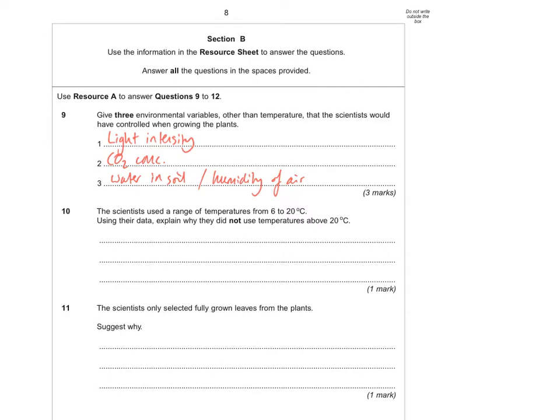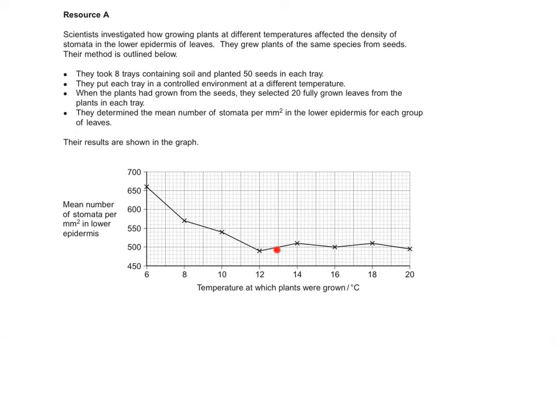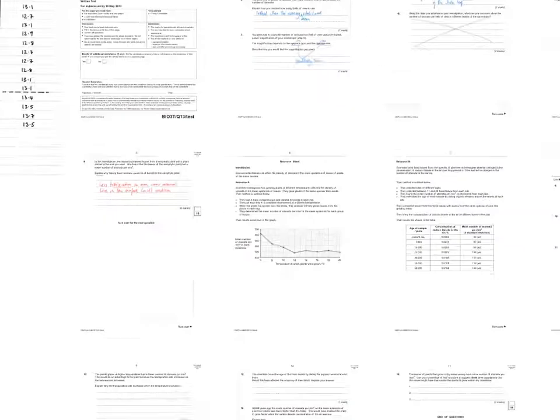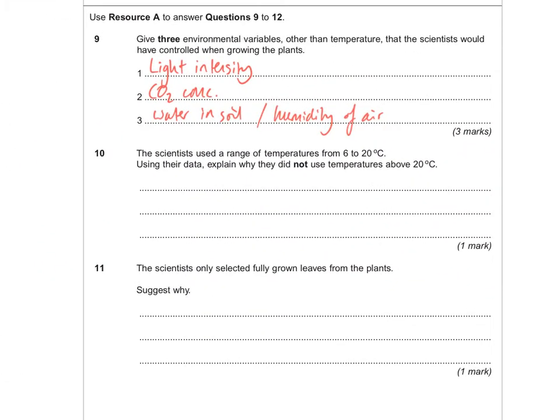If you're ever stuck in biology, pH, bring it down. Number 10, scientists use a range of temperatures from 6 to 20. Use the data to explain why they did not use temperatures above 20 degrees C. Why did they choose not to go above 20? Well, there's no significant change. It's just wobbling around, isn't it? There's no change. It's already leveled out. Okay, so I'll just say that. Well, yeah, that's how they've worded it. It's already leveled out.